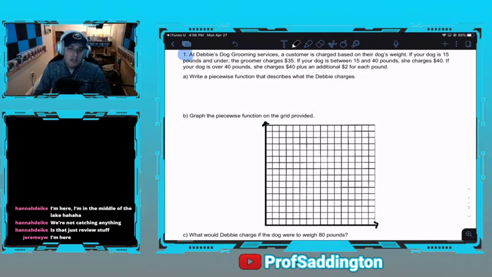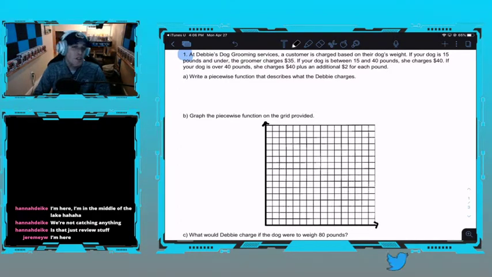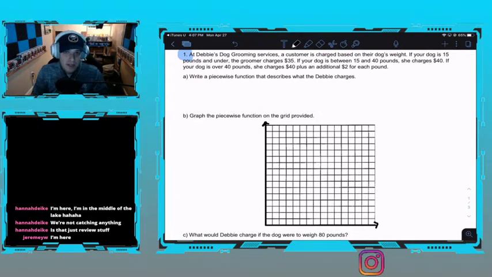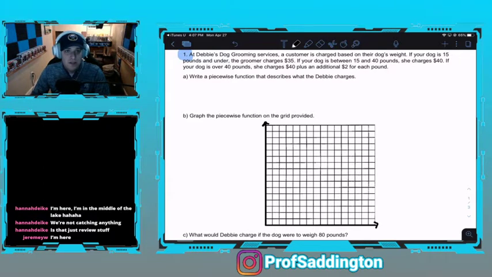And in that piecewise, I told you guys that it's much, much easier to graph it first and then go back and write down the equation. And that's just a recommendation. If you feel like you can create the equation without the graph, I say go for it. But I'm always going to do part B first, and then I'm going to go back and find the equation after. So in this case, it says your dog is 15 pounds and under, the groomer charges $35.